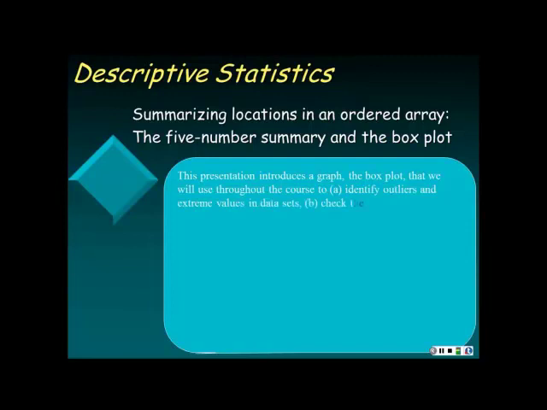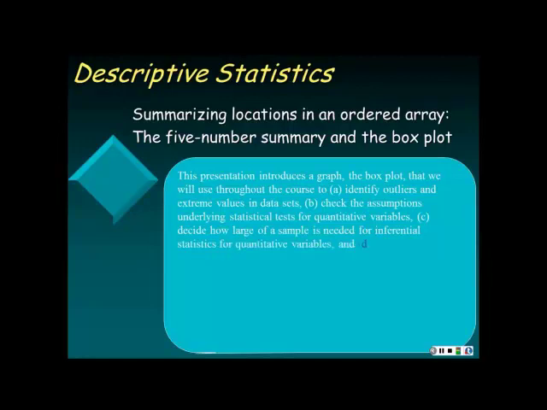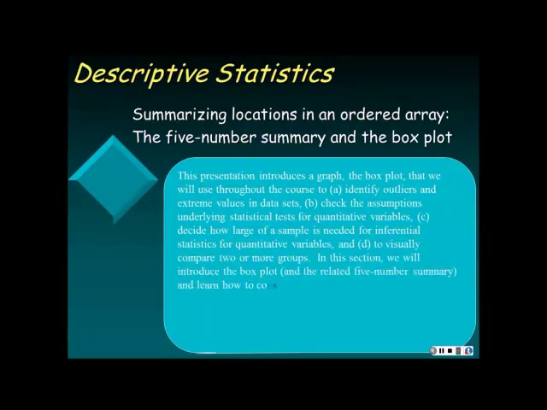We are going to use box plots a lot to identify outliers and extreme values, check assumptions for inferential tests that we'll get to later, help you determine what sample size you need for valid inference, and to visually compare 2 or more groups.